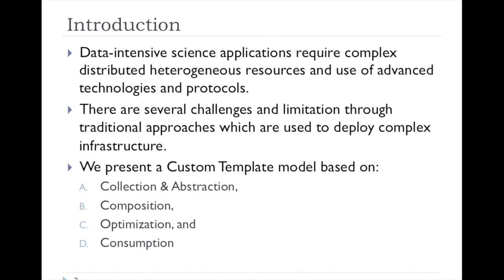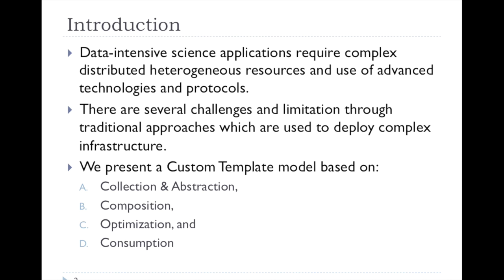So, we have divided this project into four parts, which is collection and abstraction, which deals with collection of requirements from the end user. Once we receive the requirements, we will head to the part of composition where we will be creating a custom template or a solution from existing solutions. And once we have a solution for his requirements, we will be giving him the optimal solutions from the list of available solutions, which is done at the part of optimization.